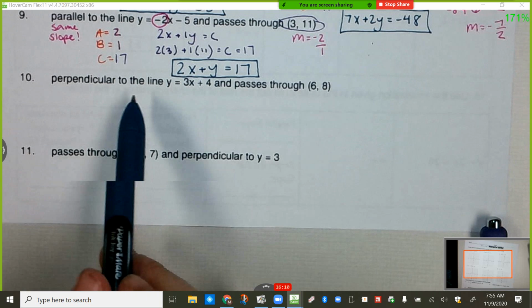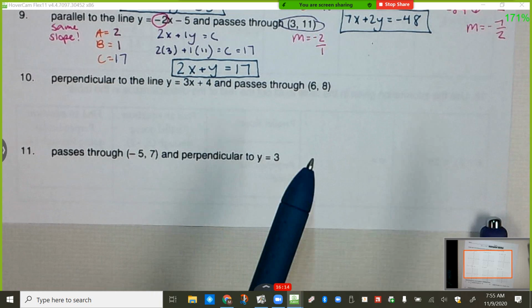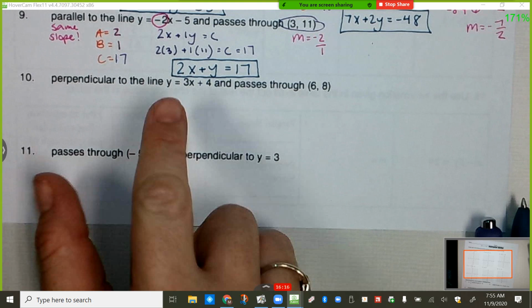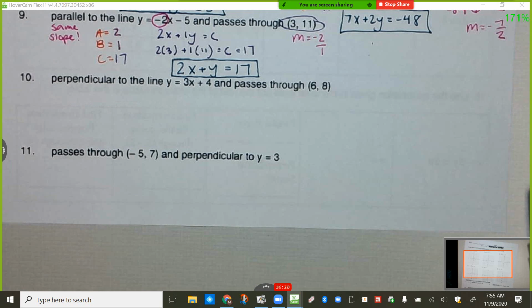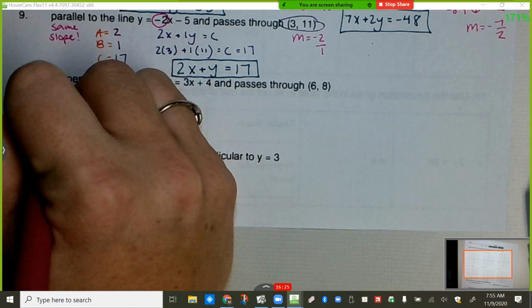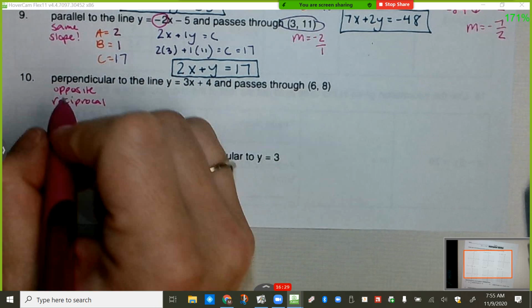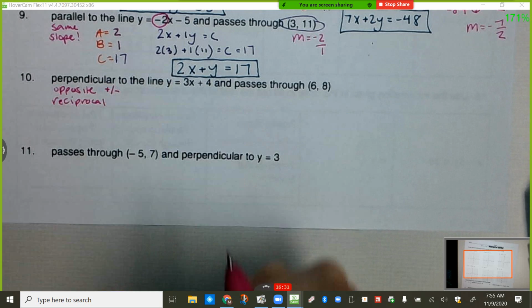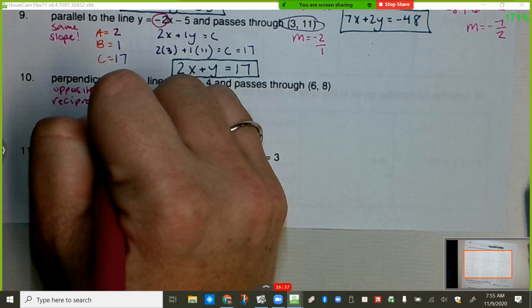So perpendicular to the line, y equals... talking like my 3-year-old. Okay, perpendicular to the line y equals 3x plus 4 and passes through this point. So again, perpendicular means opposite reciprocal. Just remember, positive versus negative is what it means for opposite. So if it's positive, the opposite would be negative. Negative, opposite is positive. Reciprocal just means flip.